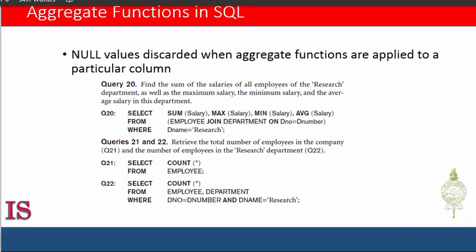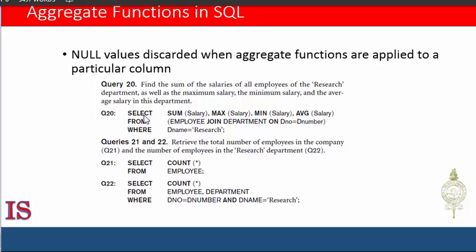If we want to get the preceding function values for employees of a specific department, for example, the research department, we can write query 20, where the employee tuples are restricted by the where clause to those employees who work for the research department. Let's take a look at a couple of these functions. Query 20. Find the sum of the salaries of all employees of the research department, as well as the maximum salary, the minimum salary, and the average salary in this department.